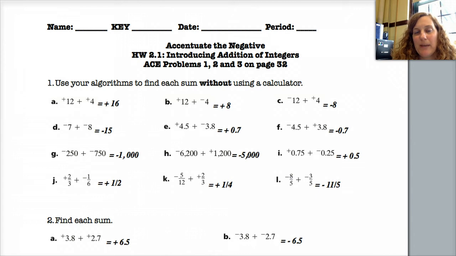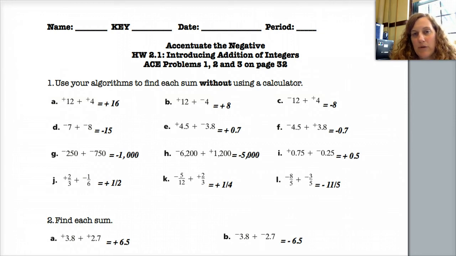An algorithm is a set of steps that you can use every time. What we came up with in class is that if you have an addition problem where the signs are both the same, they're both positive or they're both negative, you just add them and you take the sign. So if you have positive 12 plus positive 4, you get positive 16. Negative 12 plus negative 4 would be negative 16.